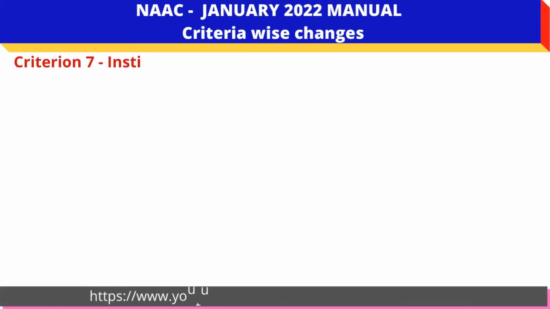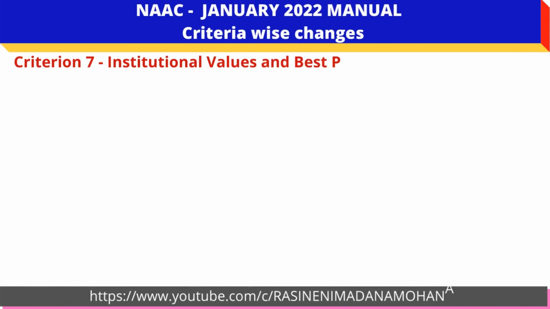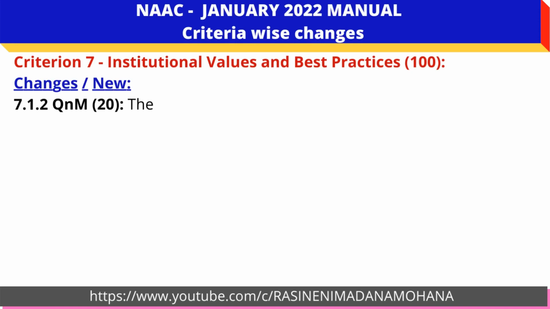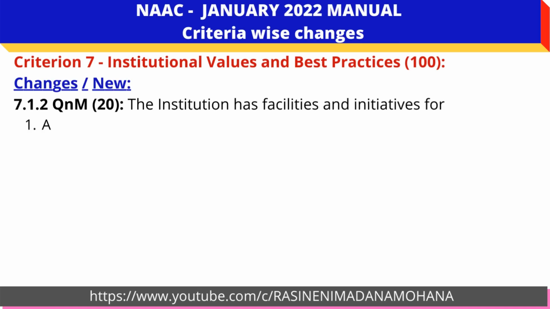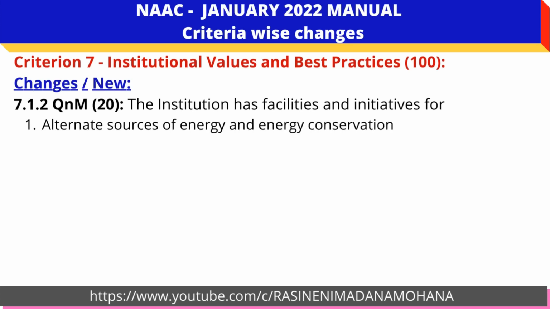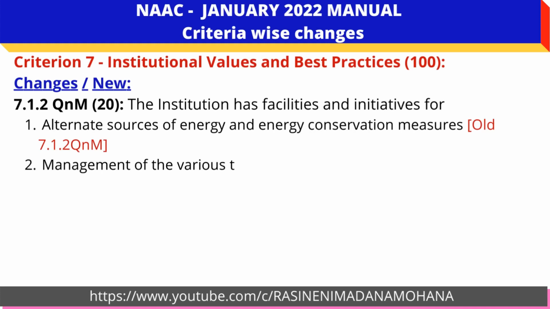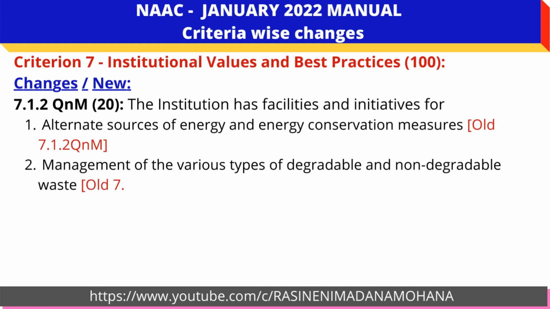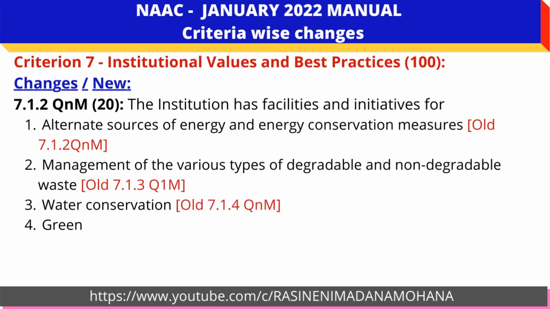Then coming to the next metric, 7.1.2, quantitative, 20 is the weightage. The institution has facilities and initiatives for the following. Number one, alternative sources of energy and energy conservation measures. Actually, earlier this was 7.1.2, a quantitative metric, alternative energy like LED, solar, grid to wheel, etc. All are measured here with a single option. Then management of degradable and non-degradable waste. Earlier this was qualitative, 7.1.3, now measured with this quantitative metric. Then third one, water conservation. Earlier it was quantitative, like water bodies, facilities, ponds, tanks, etc. Now that is measured with this one.